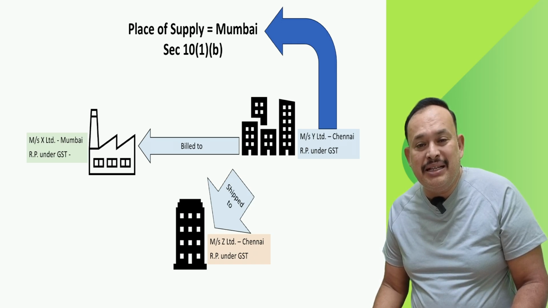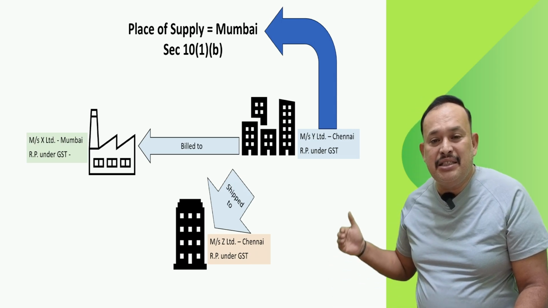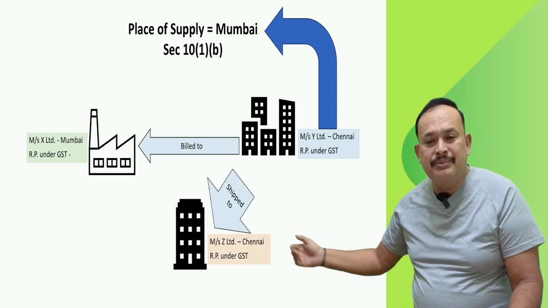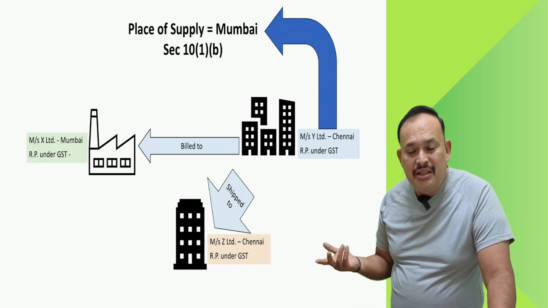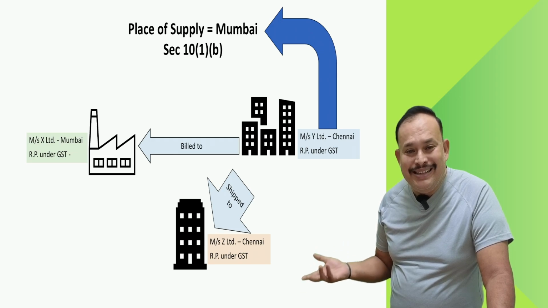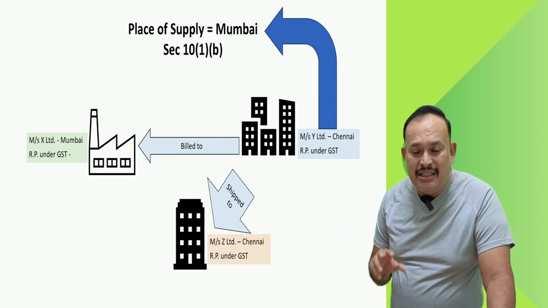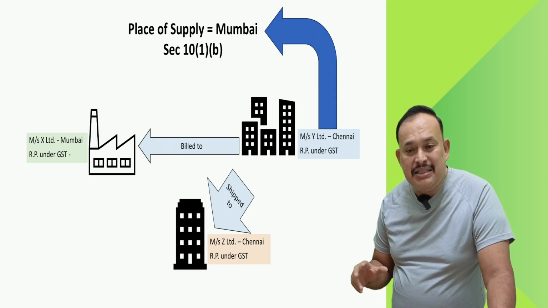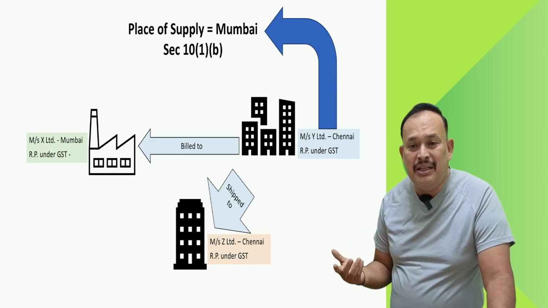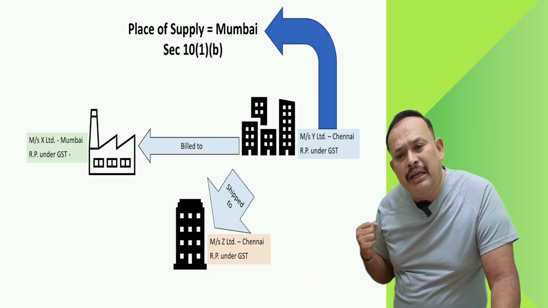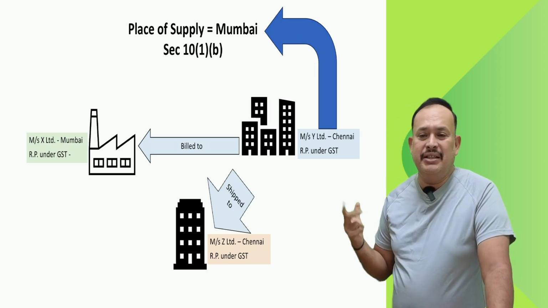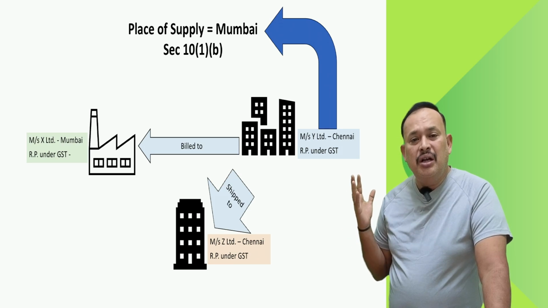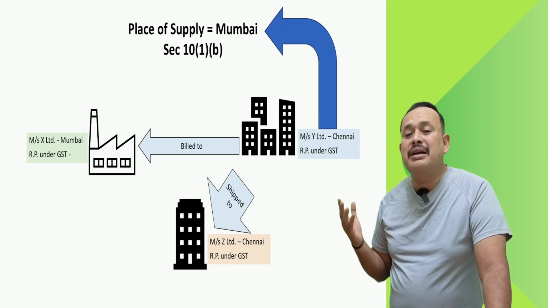Transaction between X Limited and Z Limited. X Limited is raising the invoice to Z Limited. X Limited is the seller, Z Limited is the buyer. Is it to be referred under the place of supply section 10(1)(a) or 10(1)(b)? 10(1)(a). Excellent. 10(1)(a).